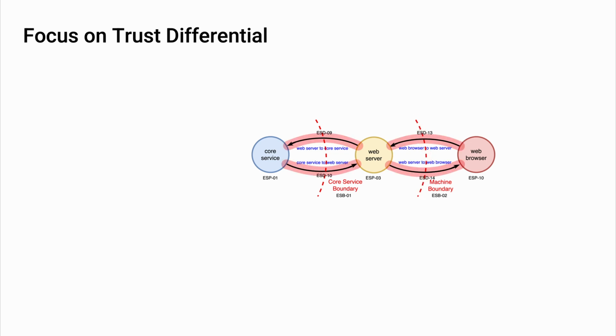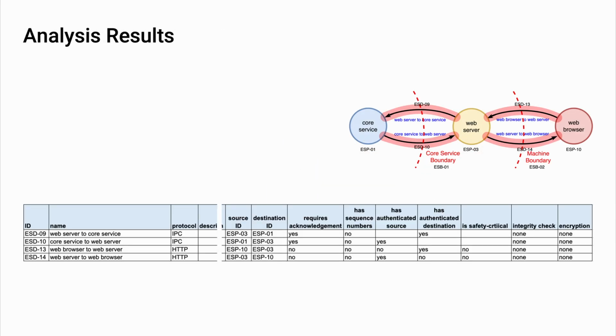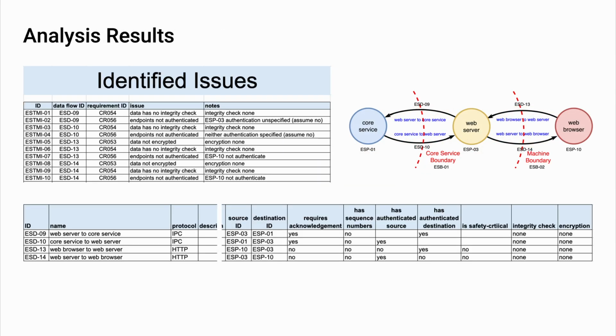These four data flows were then analyzed. The analysis of these four data flows yielded 10 issues. These were violations of three cybersecurity requirements. These identified issues are technically referred to as threat candidates.